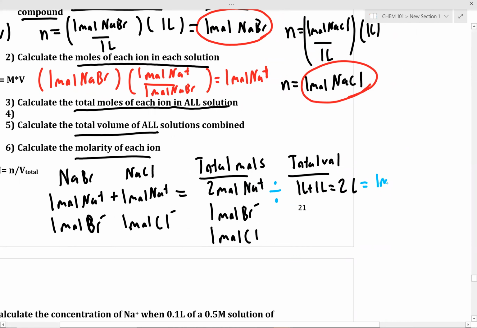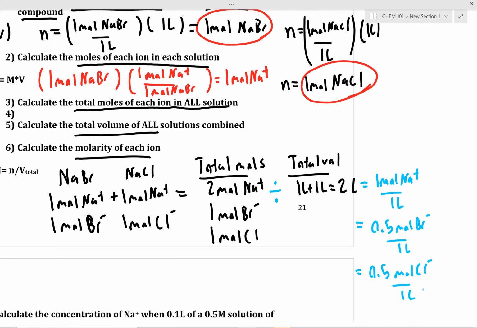So then I have 1 mole of sodium plus per 1 liter. I have 0.5 moles of bromide in 1 liter, and I have 0.5 moles of chloride in 1 liter. Does that logic make sense to everyone? I calculated my total moles from the moles present in each solution. I calculated the total volume by adding up the volume of each of my solutions, and then I divide each of my total moles by my total volume. That allows me to get the concentration of each ion in solution. Does that make sense? Let's do another example.